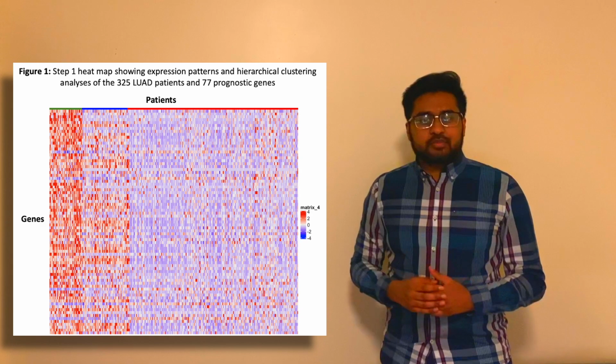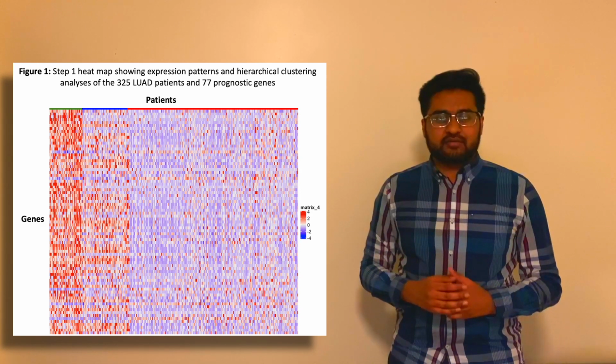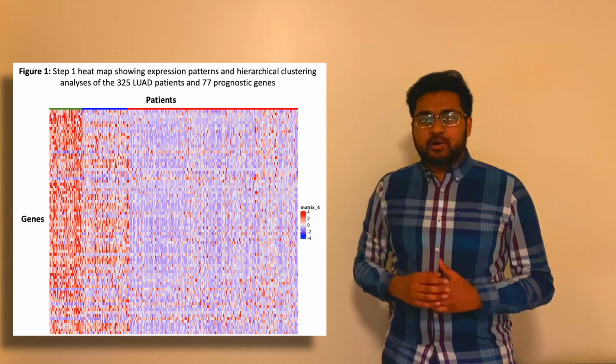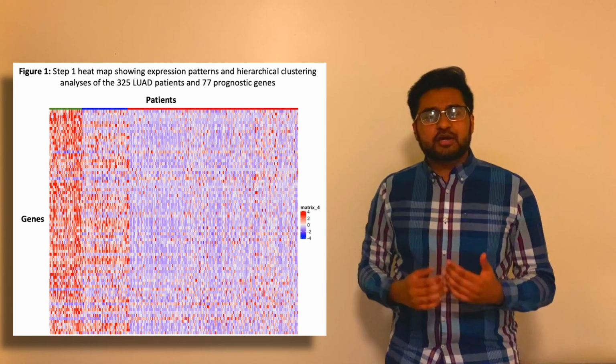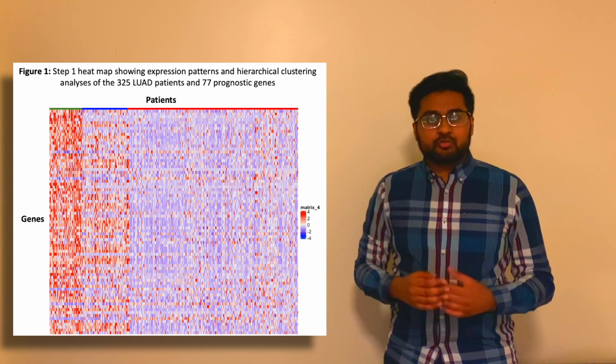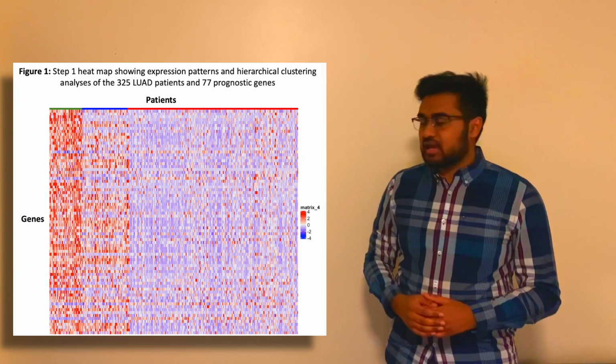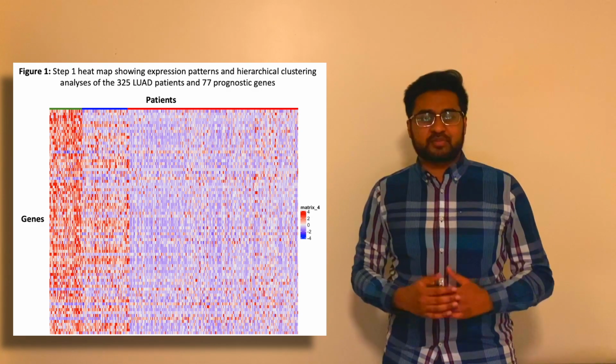So in this heat map, red represents overexpression for a particular gene. So when we group all of the 325 patients based on their level of expression of those 77 prognostic genes, we get three distinct groups, as seen by the vertical bands on the heat map itself.